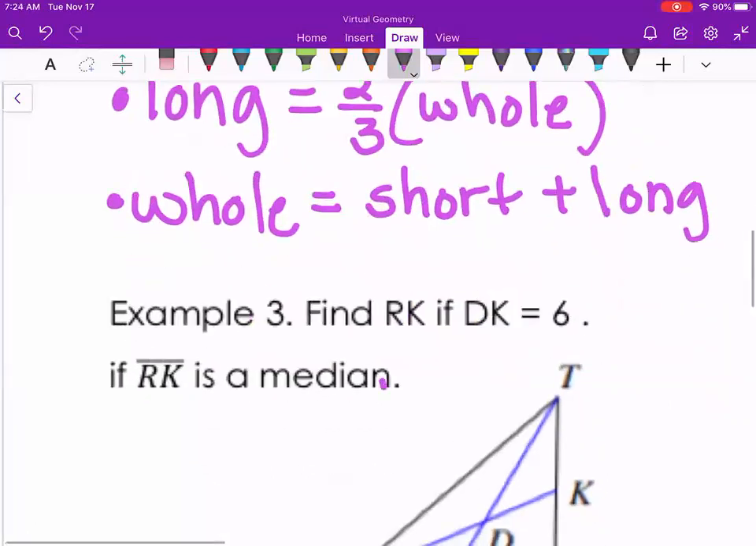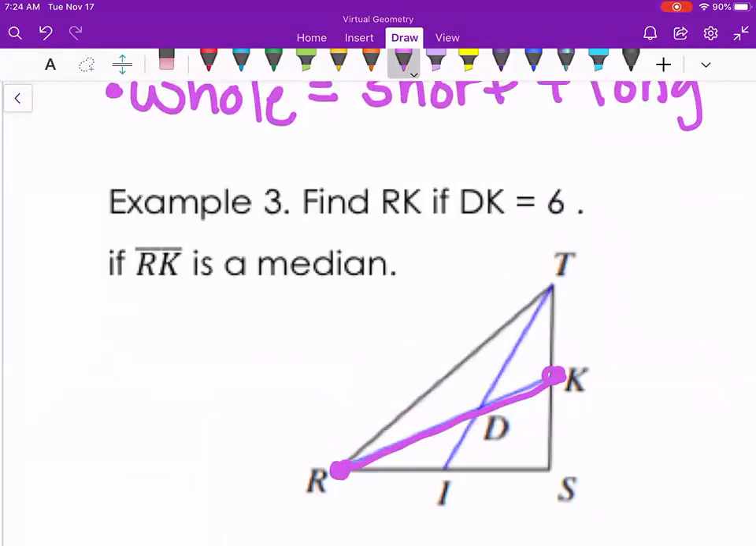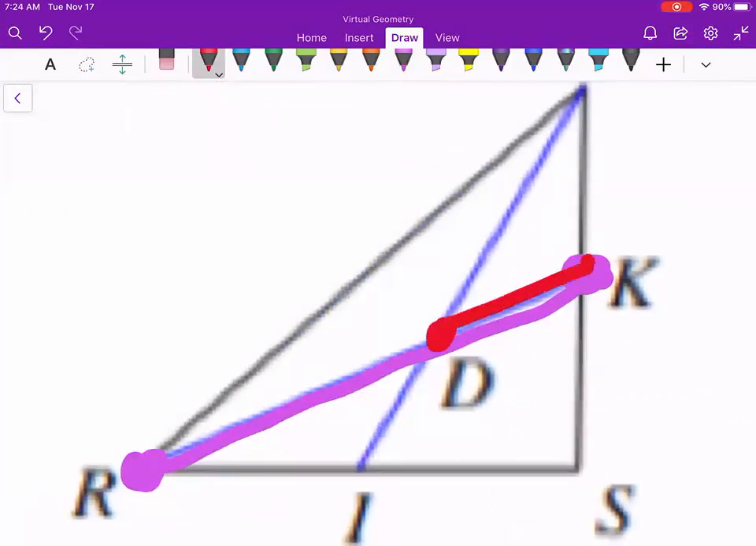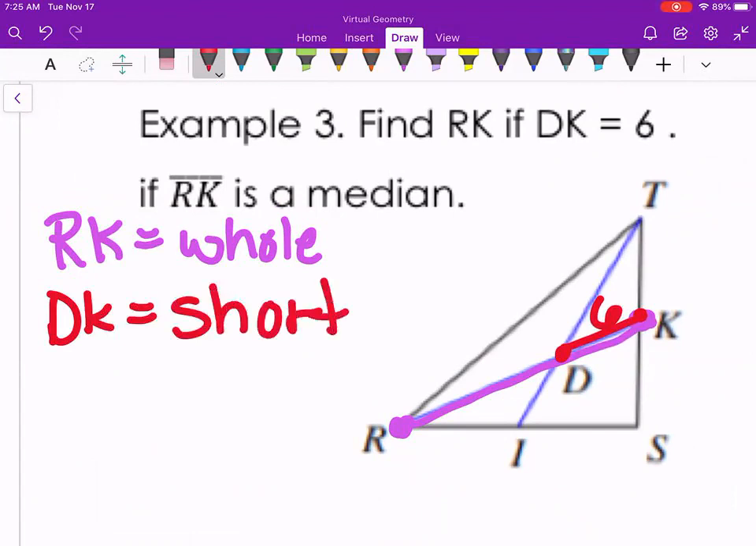For example 3. Find RK. All right. So RK is the whole entire way across. Then it tells me D to K has a length of 6. So that right there is the shorter piece of that segment. DK is the short.